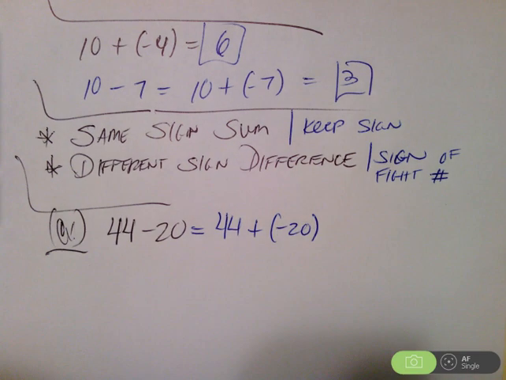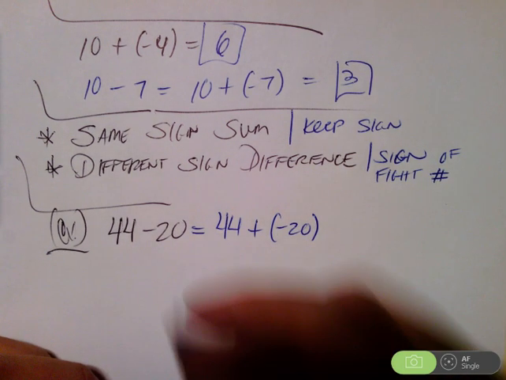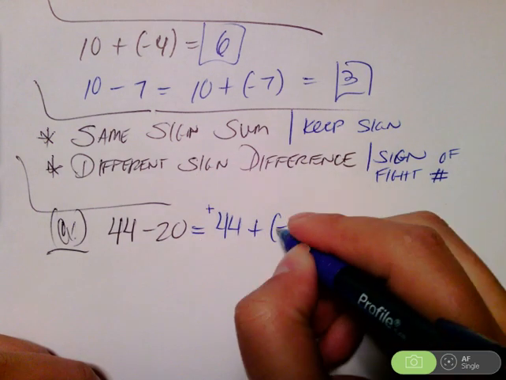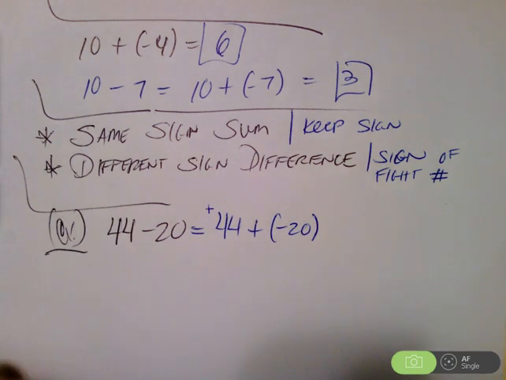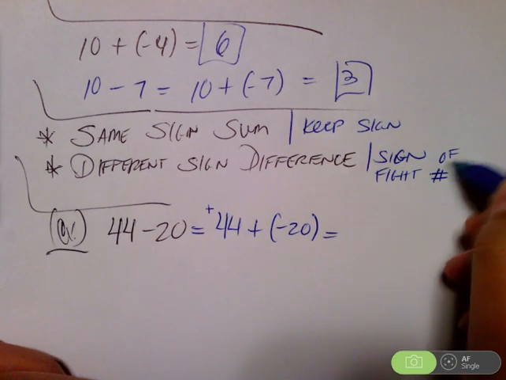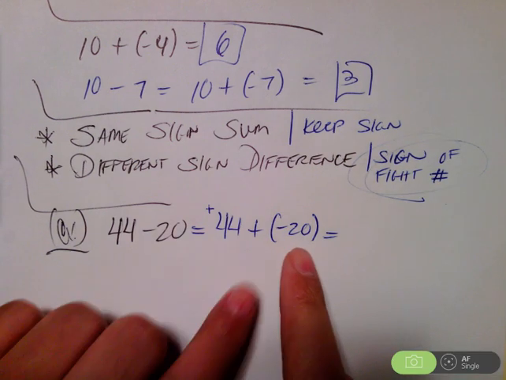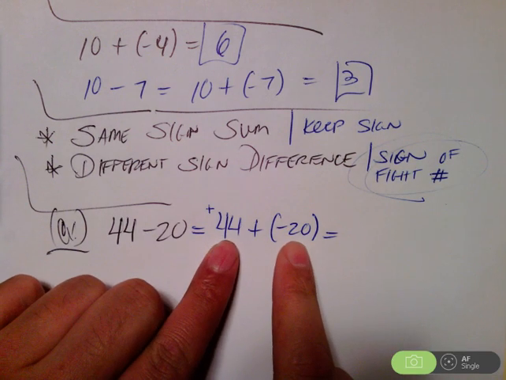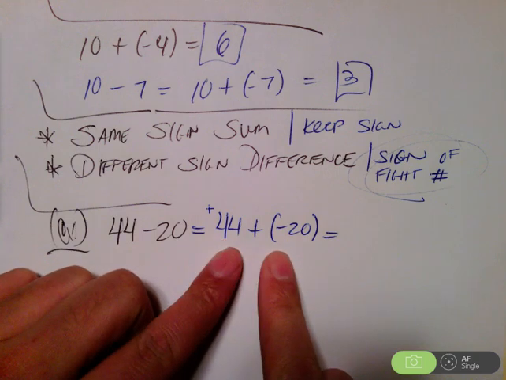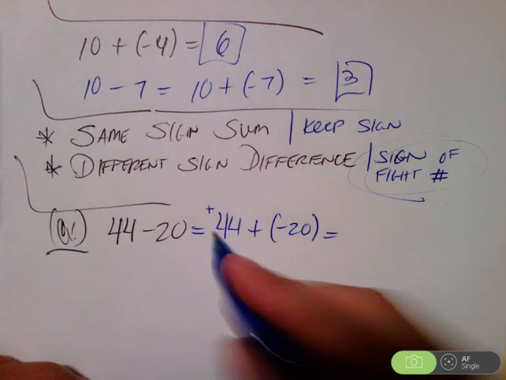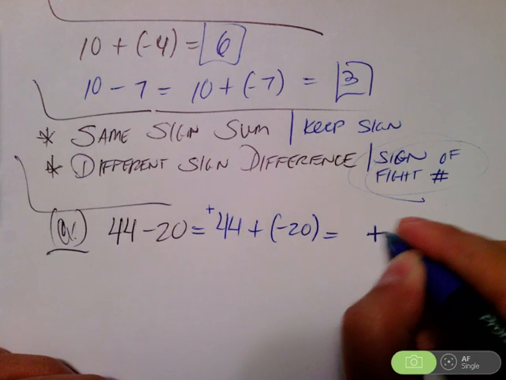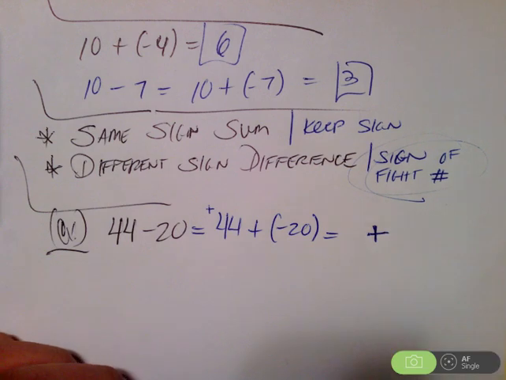So here's how we do this. Since they have different signs, this is a plus 44 and this is a minus 20, you take the sign of the fight number. This is why it says sign of the fight number. This is what you tell students: if these two numbers, 44 and 20, got in a fight with each other, who would win? Obviously the 44, so the sign is going to be positive. But the technical definition, if you remember, is the greater absolute value, which is still 44.